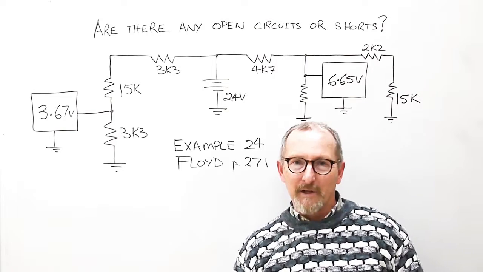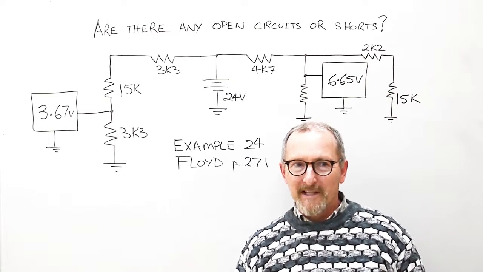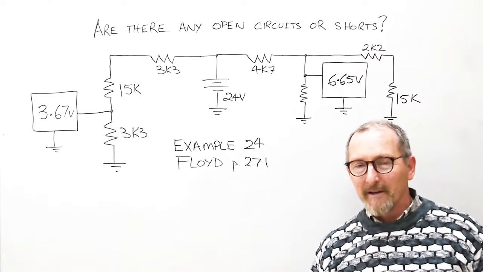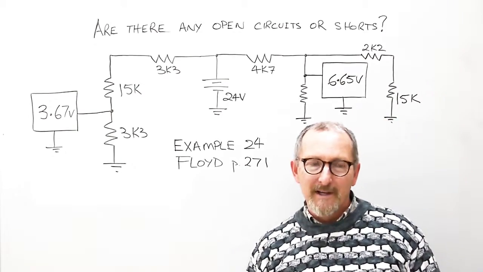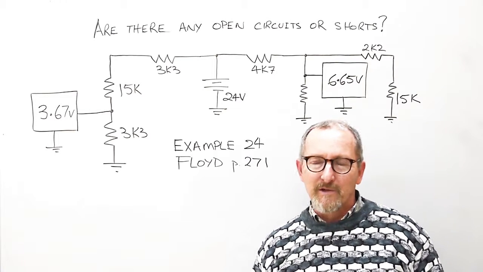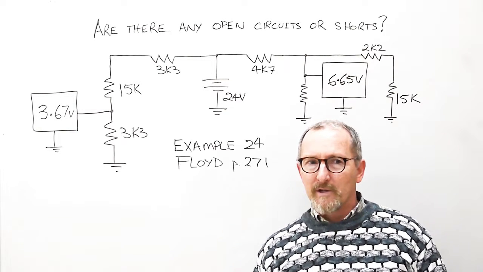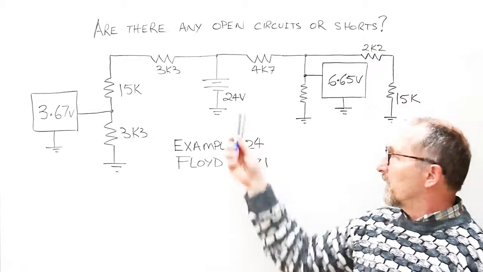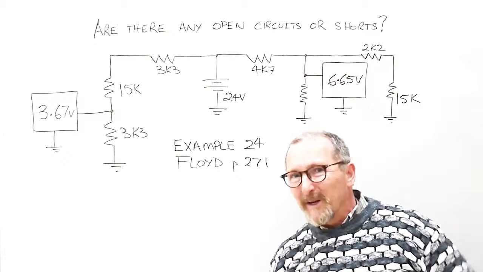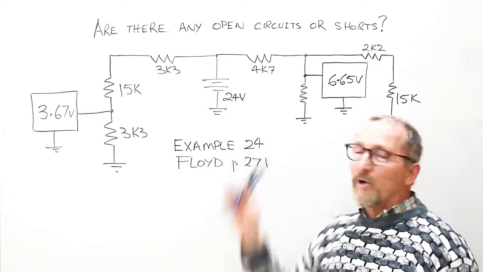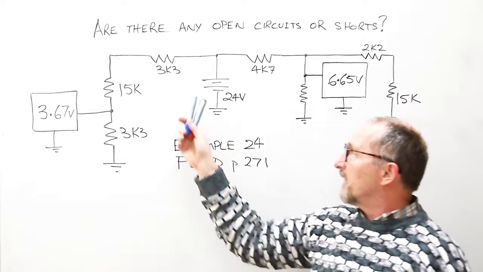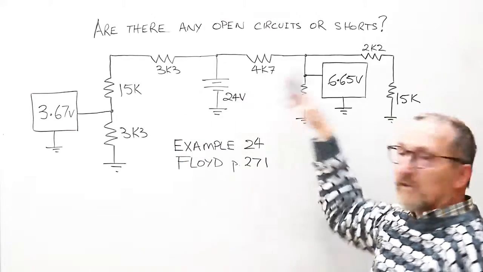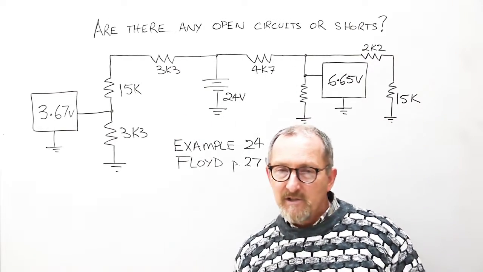Today we're going to have a look at an example question from the Floyd textbook. It's example 24 from page 271 out of the 9th edition, which we use. Not too dissimilar from the previous question we did with the toggle switches in it, in as much as, after that question was redrawn anyway, we had a central voltage source, and then we had some resistance to the left-hand side of that and some resistance to the right-hand side of that.